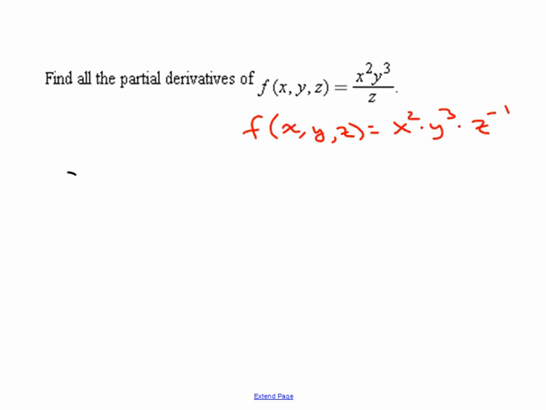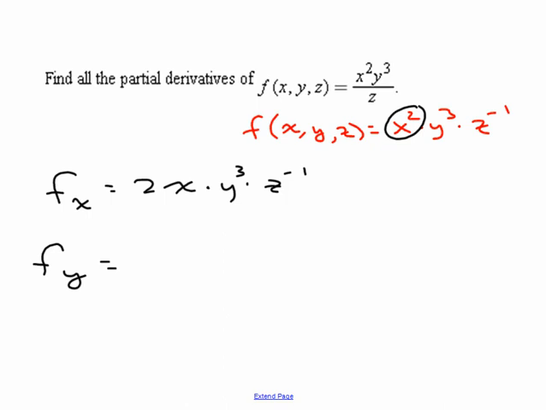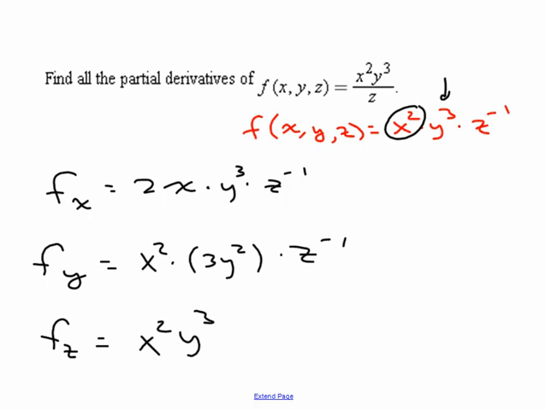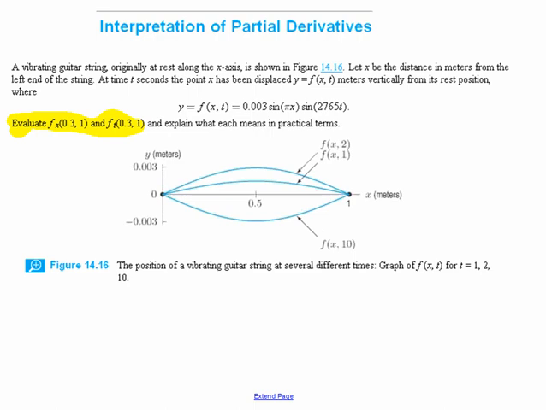So when we find all the partial derivatives, the partial with respect to x, well, everything is a constant except for x. So this is the only thing that we're taking the derivative of. And the derivative of that is 2x, so times y cubed times z to the negative 1. And the partial with respect to y, only worry about the y. So we're going to have x squared times 3y squared, that's the derivative of this, times z to the negative 1. And the partial with respect to z, x squared is just a constant, y cubed is just a constant. And then the derivative of that, negative 1 times z to the negative 2. So while it looks challenging, the algebraic steps are pretty straightforward.